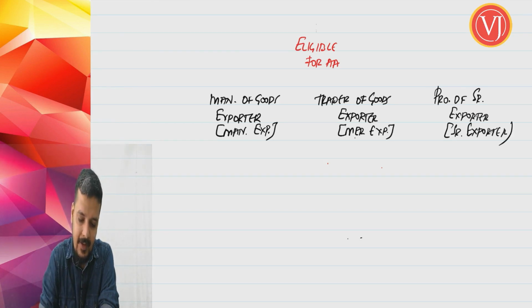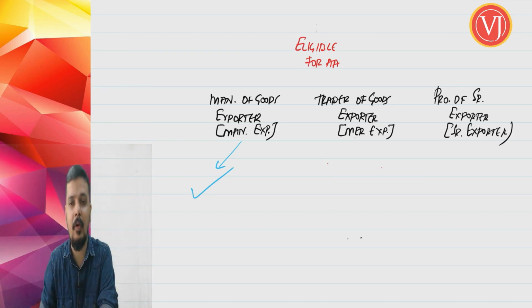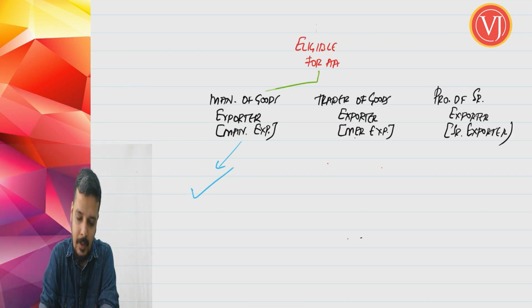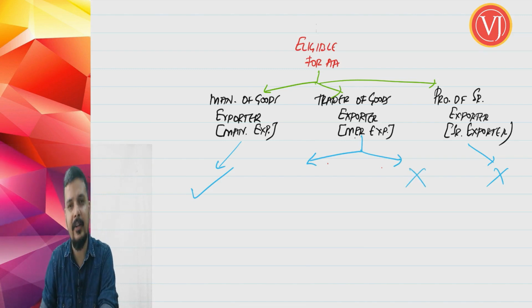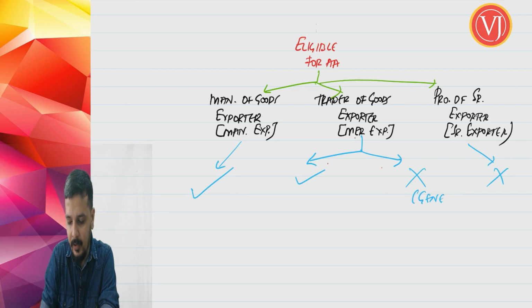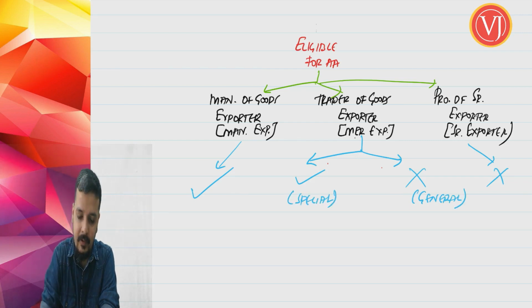Now you have to understand that a manufacturer exporter is eligible to go for advance authorization, whereas a service exporter is not eligible. When you talk about a merchant exporter, you have to understand two different things. In the general scenario, not eligible. Merchant exporter, special scenario. What is the special scenario?